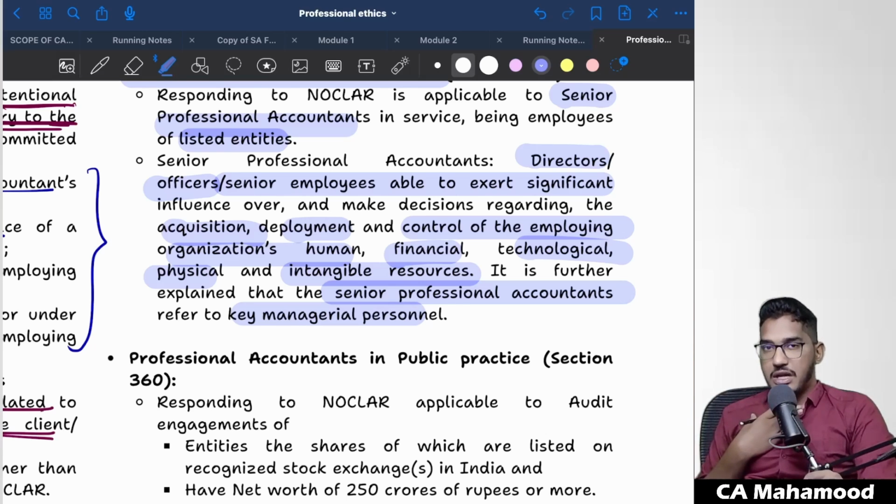Sir, I am a professional accountant, I am a chartered accountant, I went to a job for a non-listed company, there I found out non-compliances with the laws and regulations. It is not a mandatory requirement to communicate with the regulatory authorities or other persons in the organization.